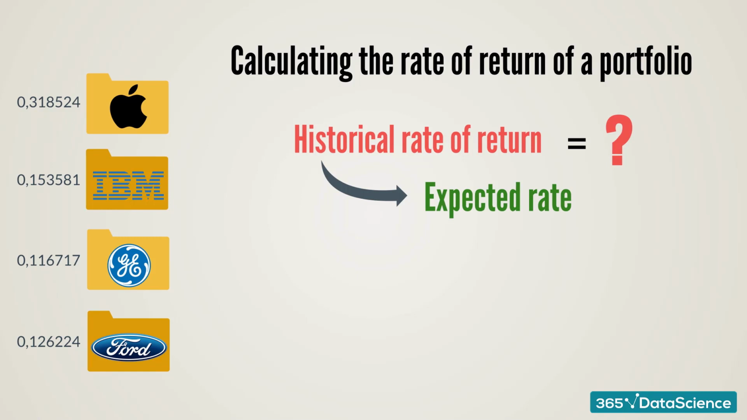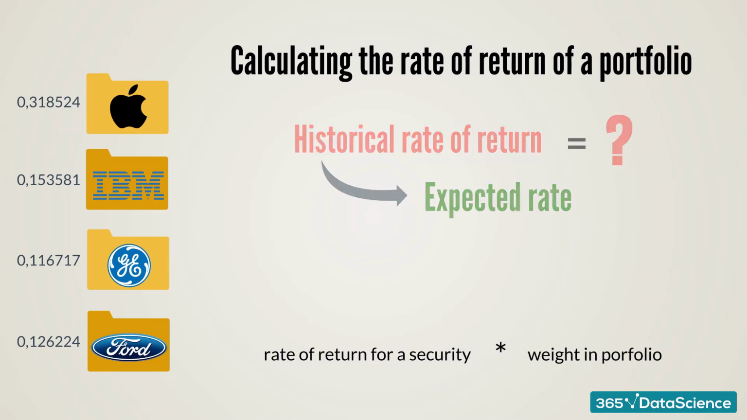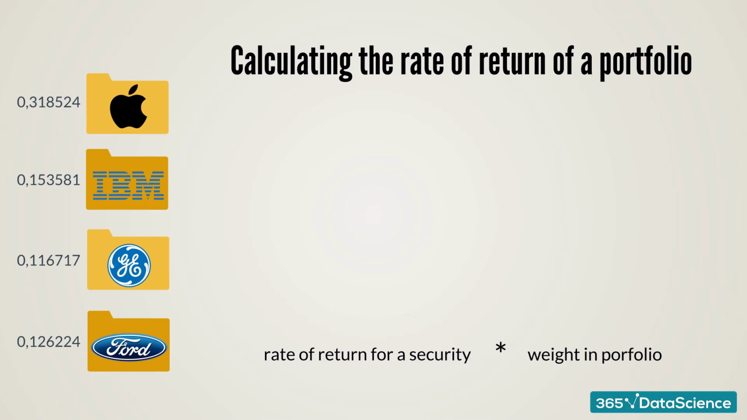Calculating the rate of return of a portfolio is an easy and intuitive task. We have the rates of return of individual securities, and we only have to multiply each security's rate of return by the weight it has in the overall portfolio. So, if this is an equally weighted portfolio, each stock will have a weight of 25%. Then we have to multiply these weights by the rate of return of the 4 stocks.